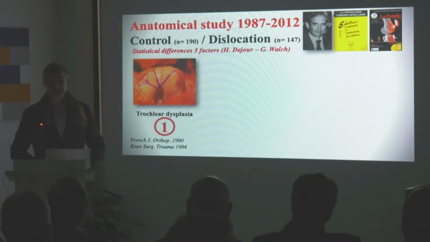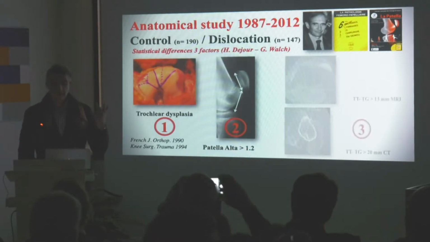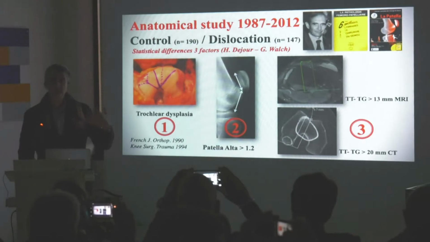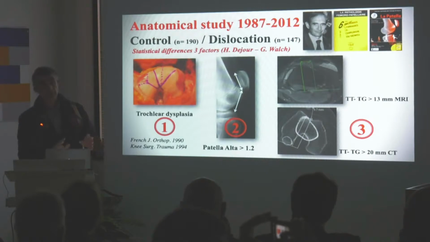So we are back in 1987, and from 1987 to 2012, where we did the second patellar meeting in Lyon, we have clearly validated all the instability factors. The first one is the trochlear dysplasia, the second one is the patella alta, and the third is the malalignment, the excessive TTTG, and we make the tilt disappear from that instability factors.